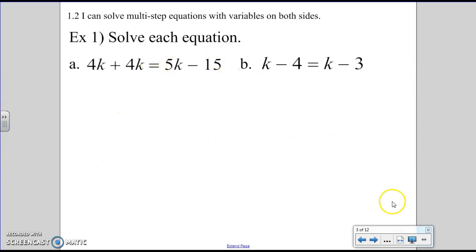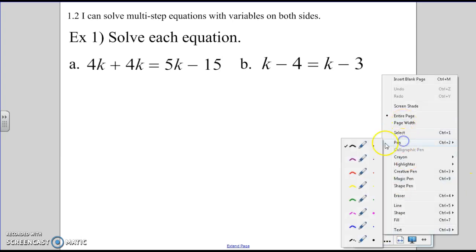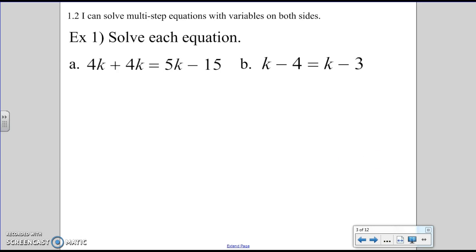So let's look at the first equation here. We are going to start by solving 4k plus 4k equals 5k minus 15. Now our first step when we're doing this is to always eliminate the parentheses by distributing. In this case we don't have any parentheses, so we can actually skip that step. Okay, we're going to go ahead and start by looking at step 2, which tells us to combine our like terms on the left side of the equation. So I have 4k plus 4k, which is 8k. Okay, so combine our like terms. We've simplified it. We're good.